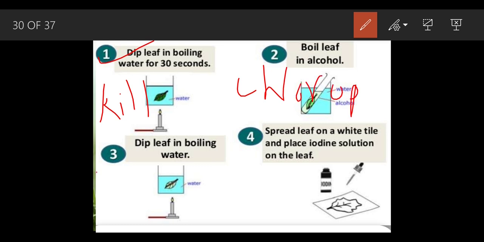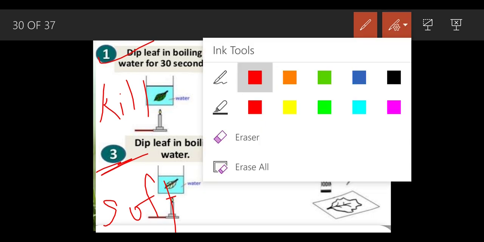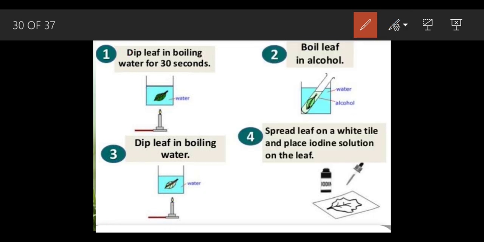In the fourth step, what we did, we have softened the leaf so that it does not break. Now in the fourth step, you have to take that leaf, place it on a white tile and place an iodine solution on it. Okay, see, we can see this tincture of iodine. We have to pour iodine on it.